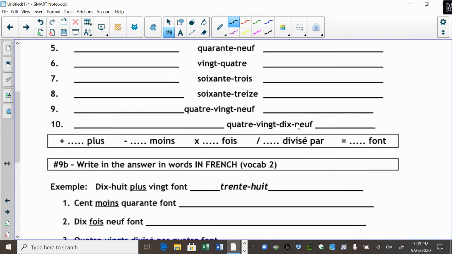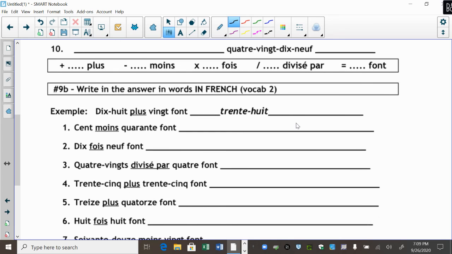Okay, and then we have a little bit more math, and you need to write the answer in words in French. Okay, but I really like when you use these different symbols and you write above them. So in the example, 18 is 18, plus is plus, 20 is 20, égale is equals, and then 38, right? So let's do this one together. 100 is 100, moins is minus, 40 is 40, égale is equal. So what's 100 minus 40? If you want to write little baby 60, and then you would write your answer in French, 60.